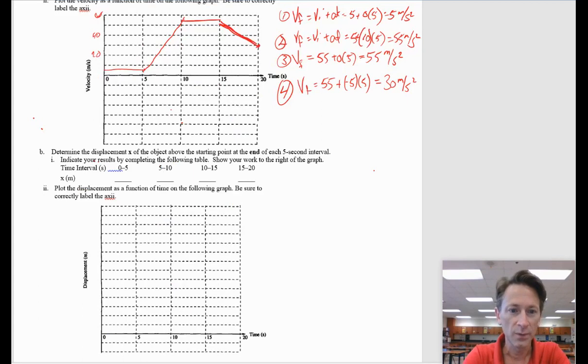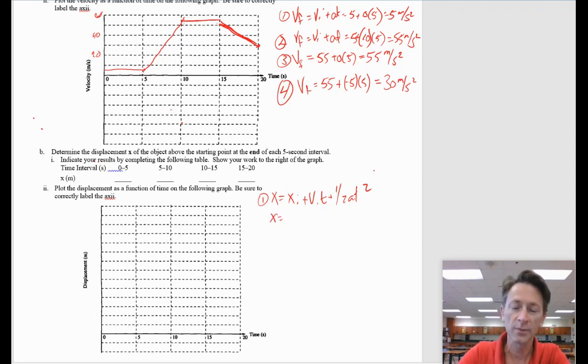Now, down in part B, we want to determine the displacement of the object above the starting point at the end of each of the 5-second intervals. So we're going to do something similar to what we did up here with the velocity. We'll do 4 times in a row. Maybe we can use x equals the initial position plus V_i t plus 1/2 a t squared. Remember, sometimes we don't include this x_i, the initial x, because usually we say we start at 0, but for each one of these different sections, we're going to have a different starting point.